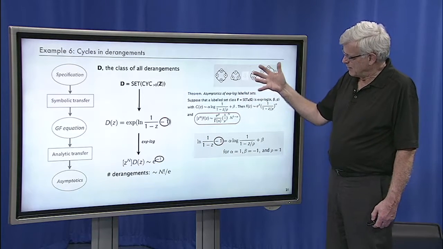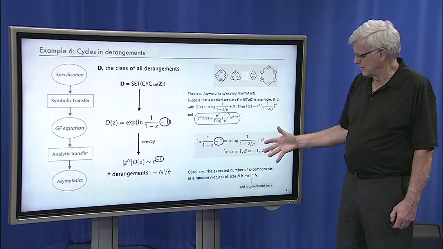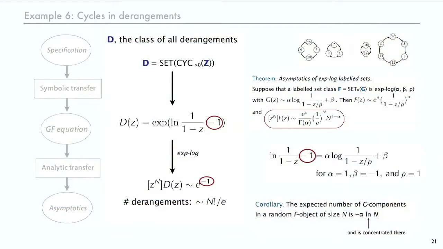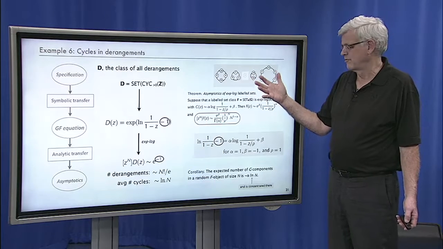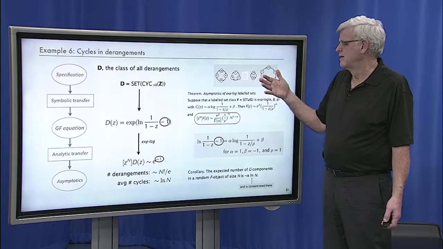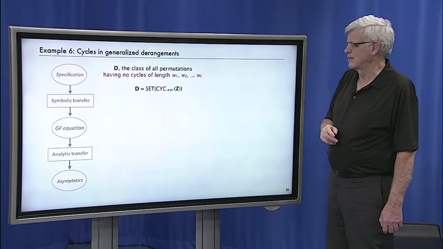And not only that, we have the corollary to the theorem, which tells us the average number of cycles in a random derangement. It's still log n. It doesn't involve beta. So the average number of cycles in a random derangement is proportional to log n still. And this generalizes to include any restrictions on the cycle lengths.